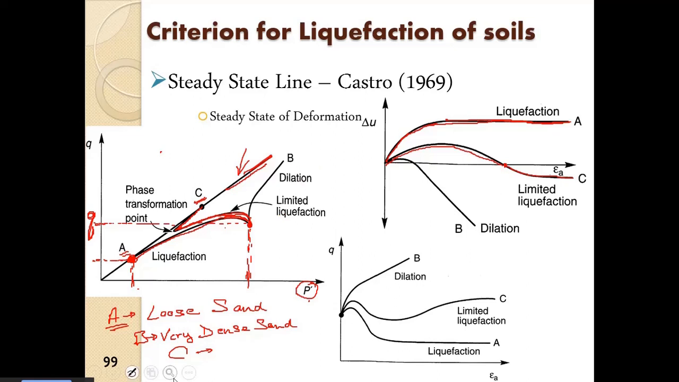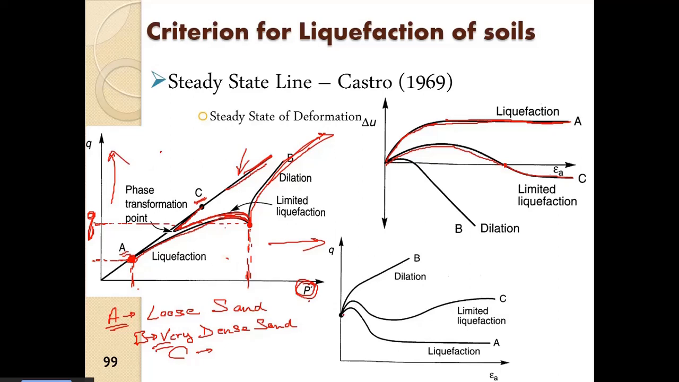Whereas B is a very dense sand. So when B was sheared, instead of pore pressure increasing, the pore pressure decreased and the effective confinement increased, and therefore it moved up. All right, so the effective confinement increased, and definitely the deviatoric shear stress required to cause deformation in the sample also increased.